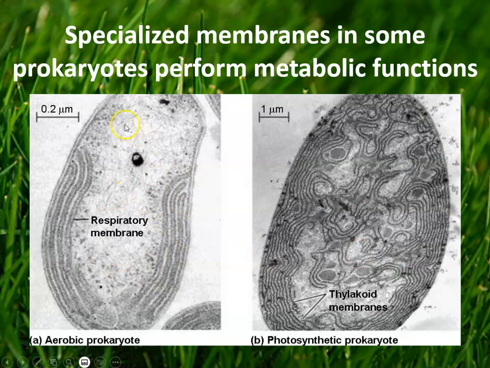Now let's take a look at the one on the left here. This is an aerobic prokaryote. So its structure is essentially like a mitochondria. It has respiratory membranes on the inside of its body where ATP synthesis takes place. And if you recall, all organisms need to be able to make ATP. So every prokaryote would have respiratory membranes on which it can make ATP, and they would not have mitochondria.